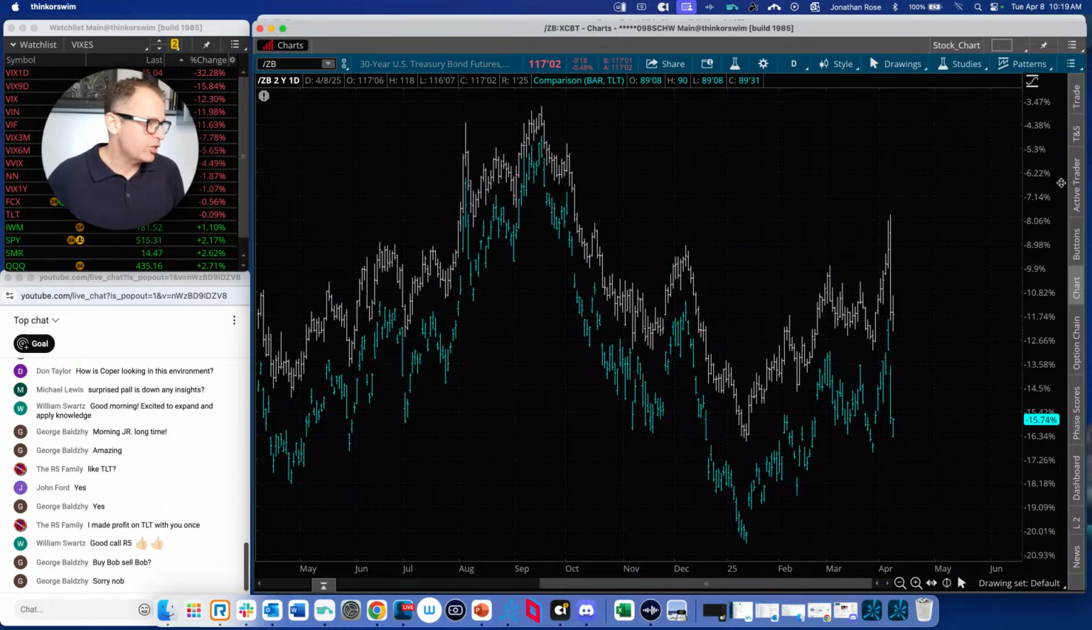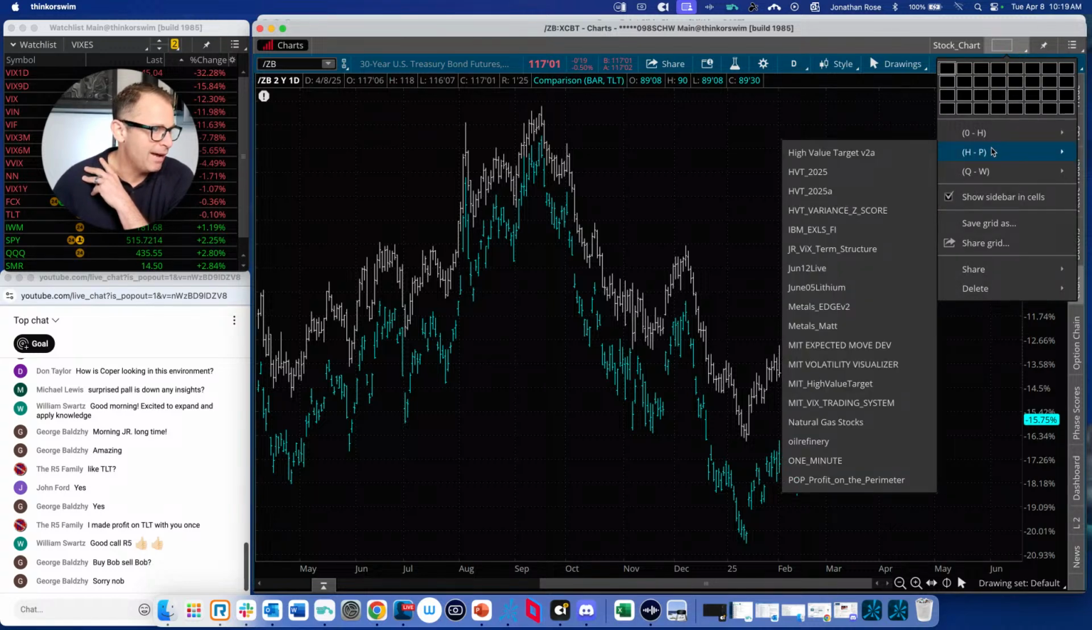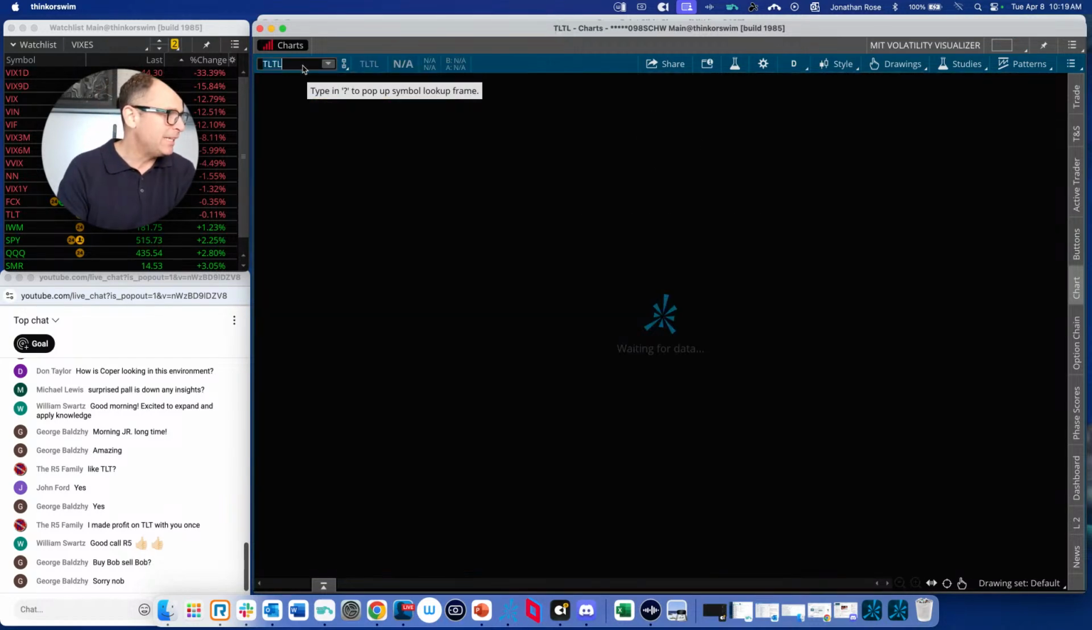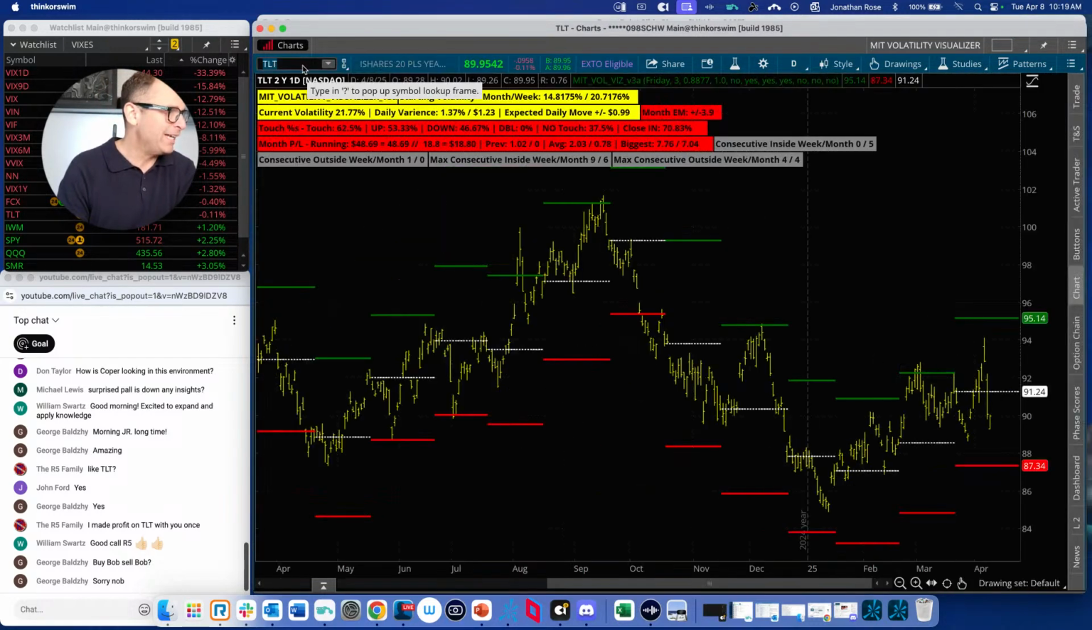And this chart is just going to show you the correlation between the TLT, which is the light blue, and the ZB, which is the white. The trade that I like right now is TLT is extremely, extremely cheap against its wings.